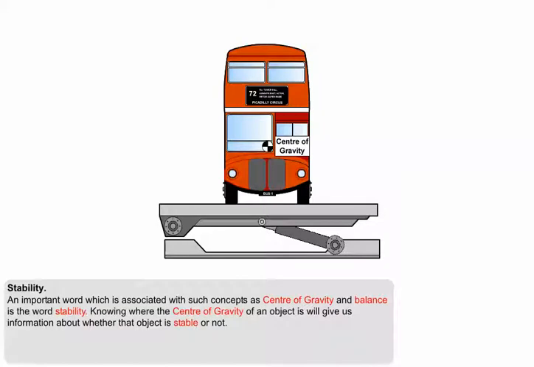An important word which is associated with such concepts as center of gravity and balance is the word stability. Knowing where the center of gravity of an object is will give us information about the stability of that object, that is, whether the object is stable or not.